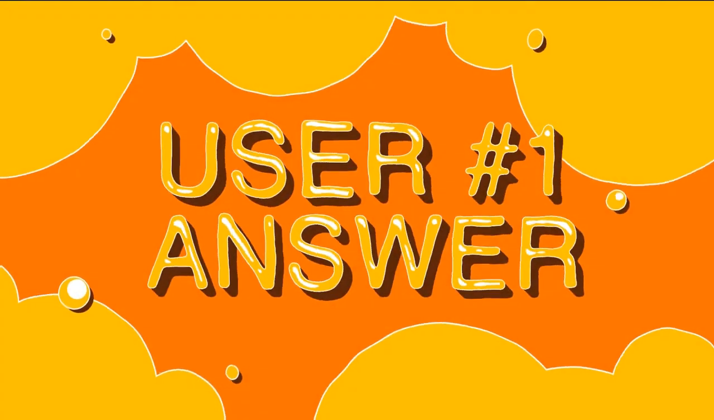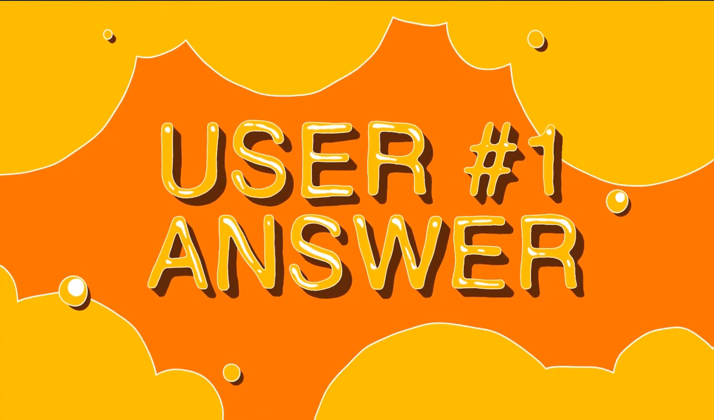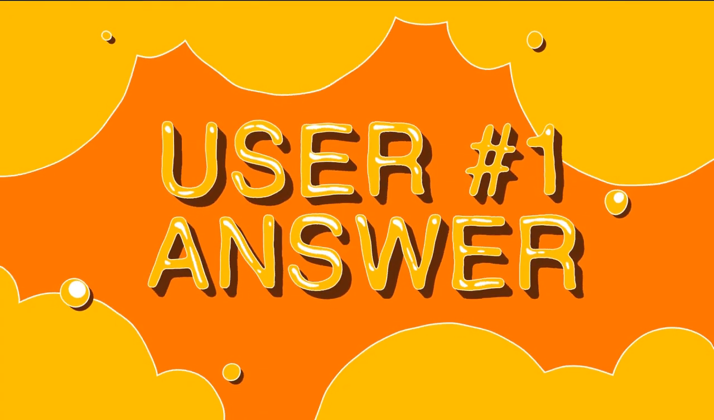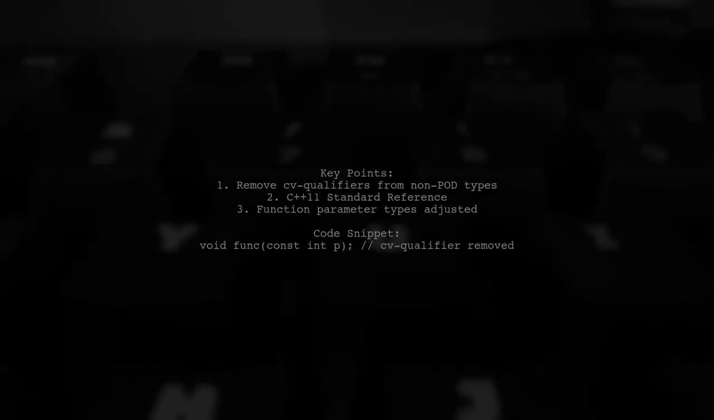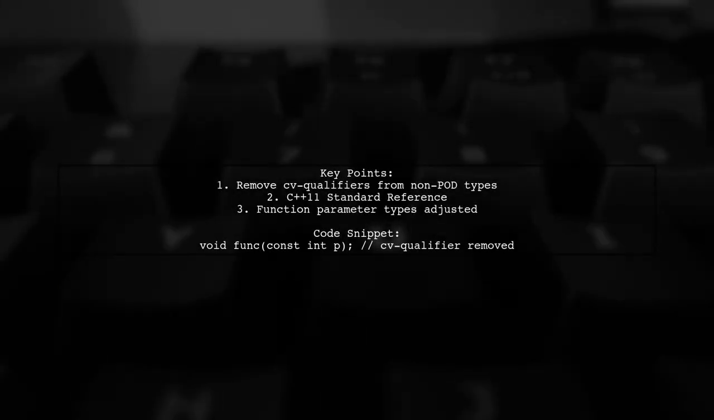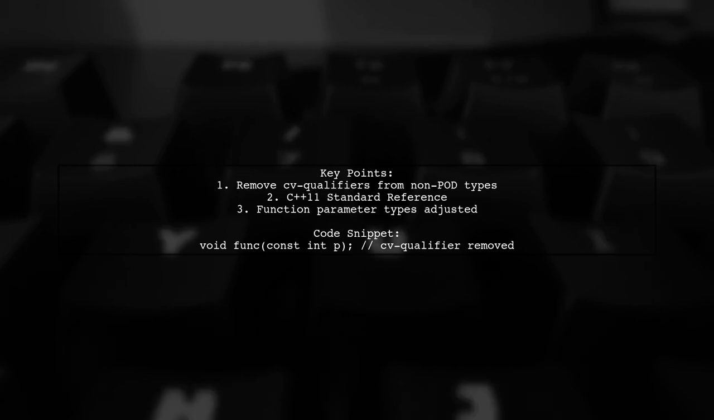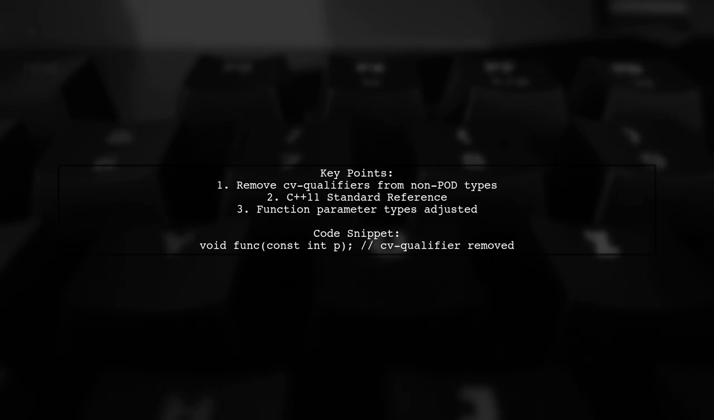Let's now look at a user-suggested answer. In C++, when substituting template parameters, it's important to remove CV qualifiers from basic non-POD types. This is outlined in the C++11 standard, which specifies that function parameter types are adjusted by deleting top-level CV qualifiers.